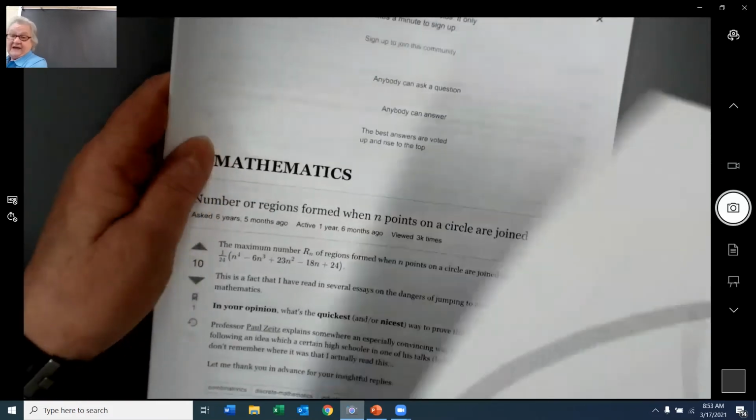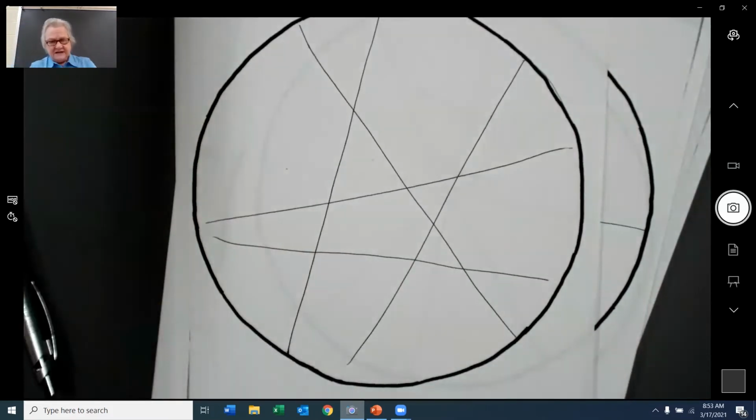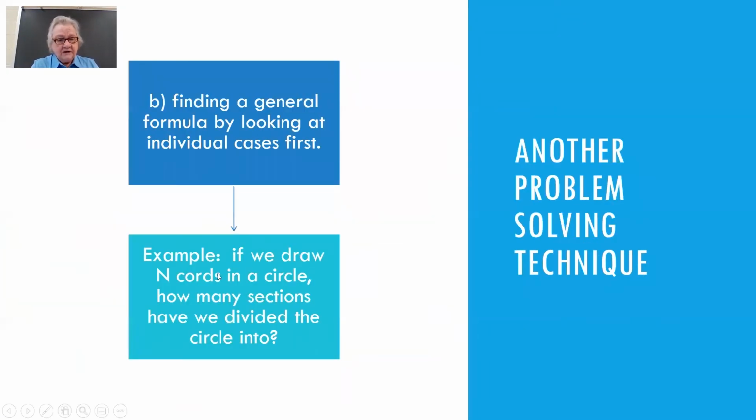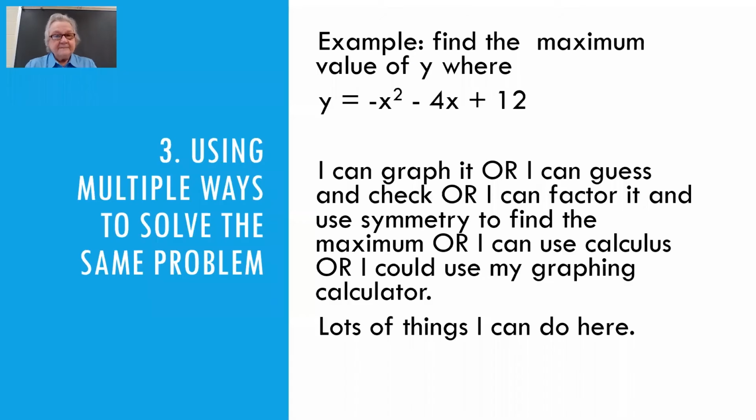Okay, so there's an example of a place where we look at some individual cases and try to come up with a formula, or we look at the individual cases and get far enough that we see, okay, it worked for these, but it didn't work for this one. So now we have some restrictions on it. That's a very common technique.